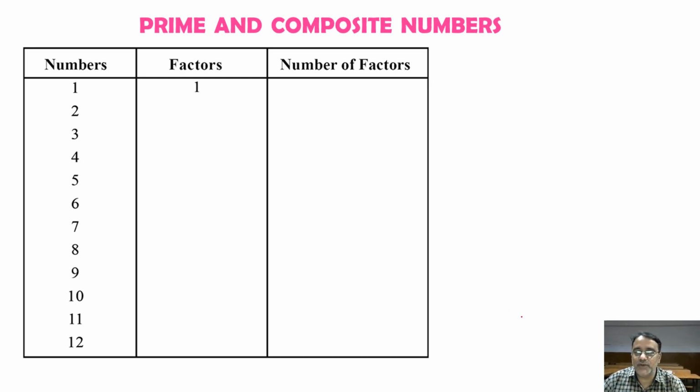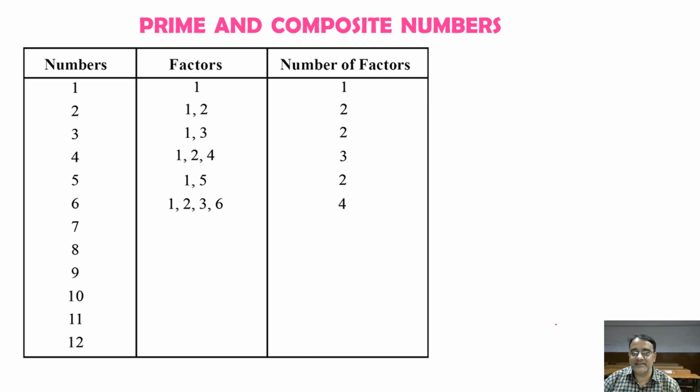So 2 के दो ही factors होंगे, 1 and 2. And 3 के भी दो factors होंगे, 1 and 3. And 4 we have 3 factors, 1, 2, 4. 5 again 2 factors, 1 and 5. 6 we have 4 factors, 1, 2, 3, 6, right. And 7 also we have 2 factors, 1, 7. 8 we have again 4 factors, 1, 2, 4, 8. And 9 we have 3 factors, 1, 3, 9.